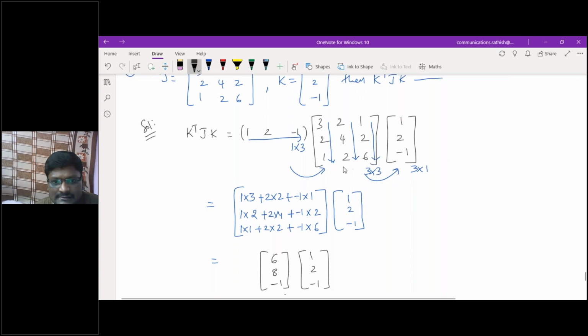Sir, while performing the first two, we will get 1 cross 3, that means 1 row, 3 columns. Yes, I made a mistake here. We got 1 by 3. Sorry. This 3 will get cancelled. It is 1 row with 3 columns. I think I should write like this. Sorry, this is a mistake I made here.